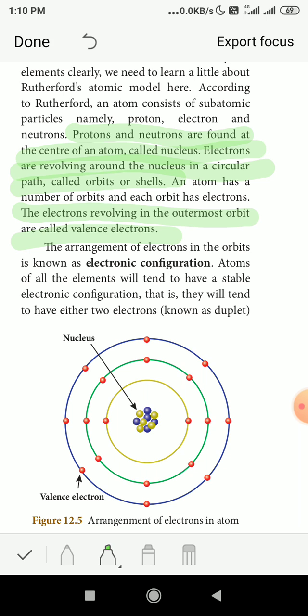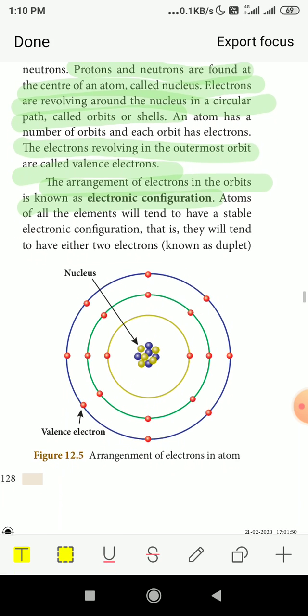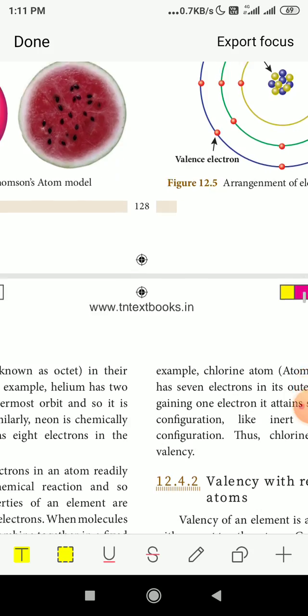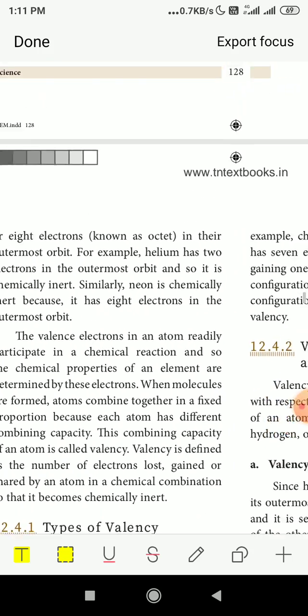Next is the electronic configuration. The arrangement of electrons in the orbits is known as electronic configuration. Orbits are the ring-like structures, and how the electrons are arranged on them is called the electronic configuration. Atoms of all the elements tend to have a stable electronic configuration. So each atom will have a fixed electronic configuration.